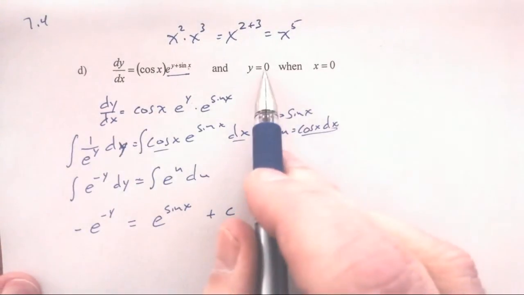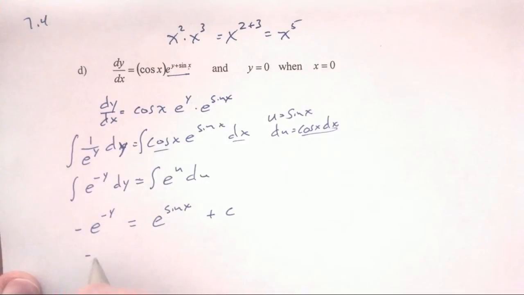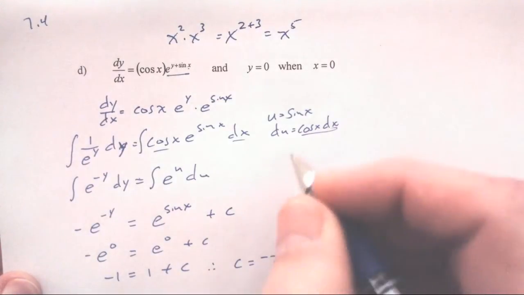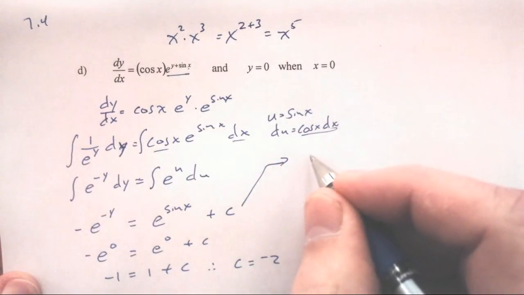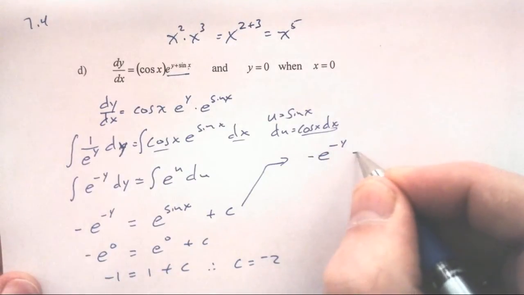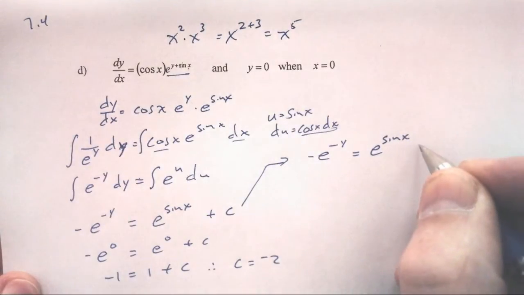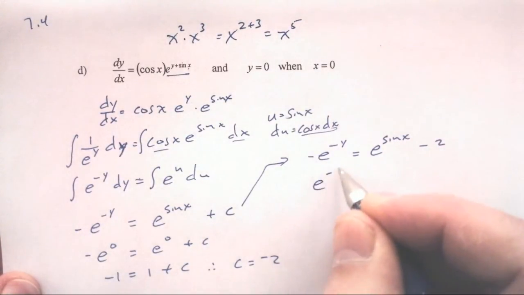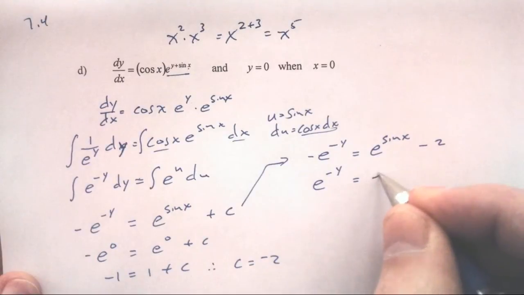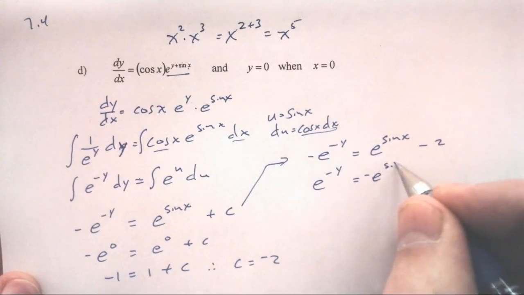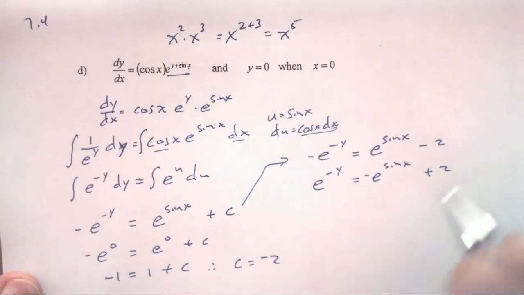So at this point, when I put in 0 for y, I get negative e to the 0th equals e to the 0th plus c, or negative 1 equals 1 plus c. Therefore, c is negative 2. So I come back up to here. Negative e to the negative y equals e to the sine of x minus 2, or e to the negative y equals negative e to the sine of x plus 2.